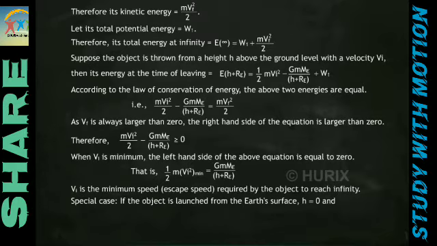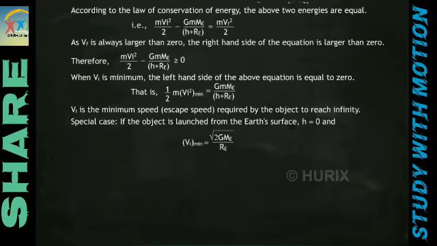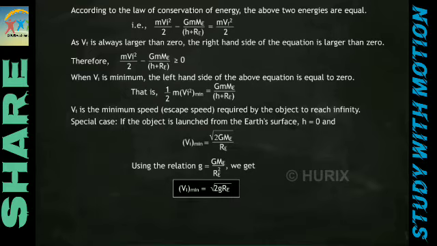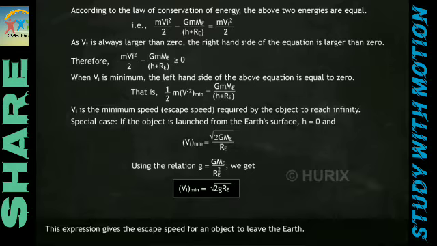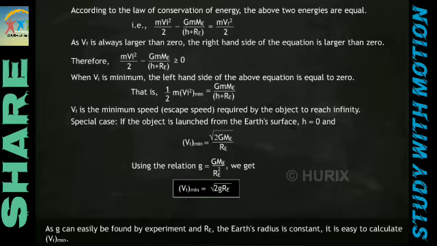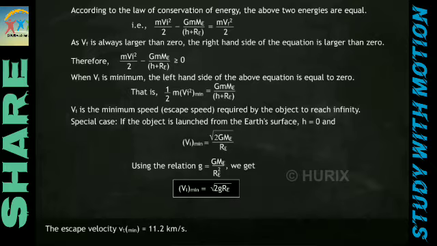Special case: if the object is launched from the Earth's surface, h equals 0, and Vi minimum equals under root 2 G Me by Re. Using the relation g equals G Me by Re squared, we get Vi minimum equals root 2 g Re. This expression gives the escape speed for an object to leave the Earth. As g can easily be found by experiment and Re, the Earth's radius, is constant, it is easy to calculate Vi minimum. The escape velocity Vi minimum equals 11.2 kilometers per second.